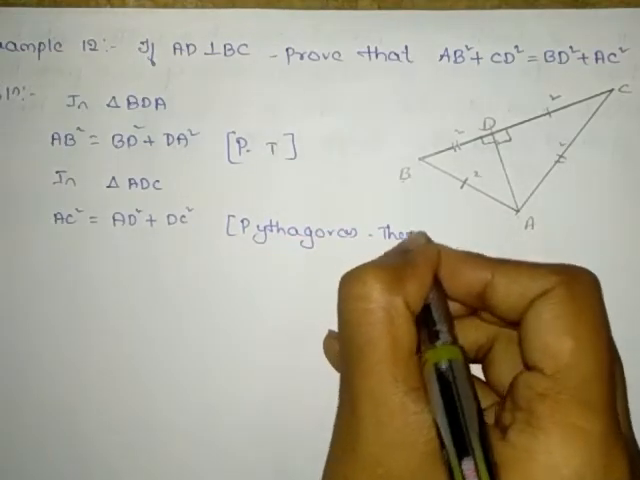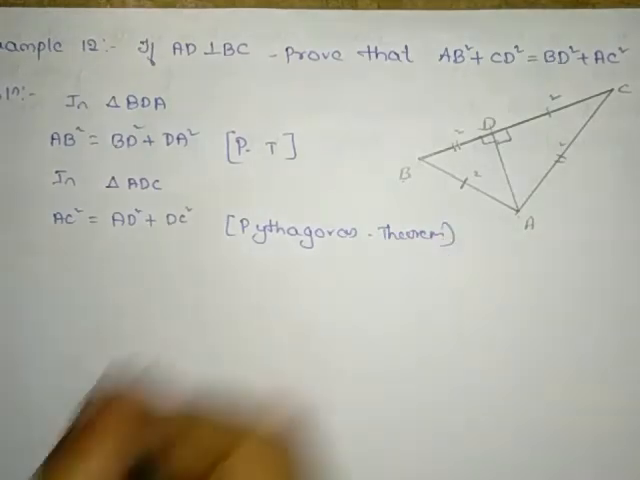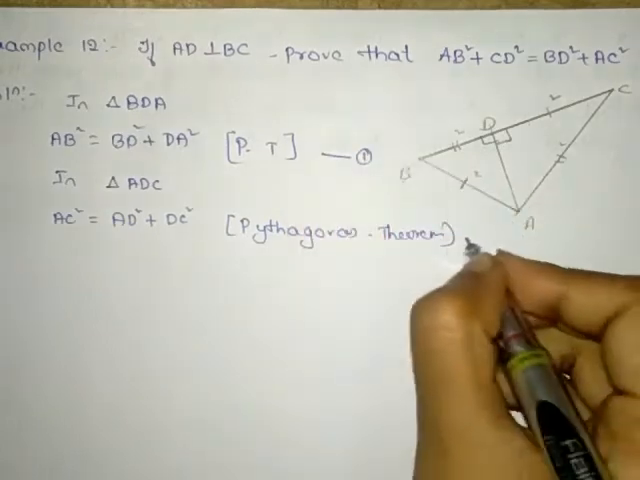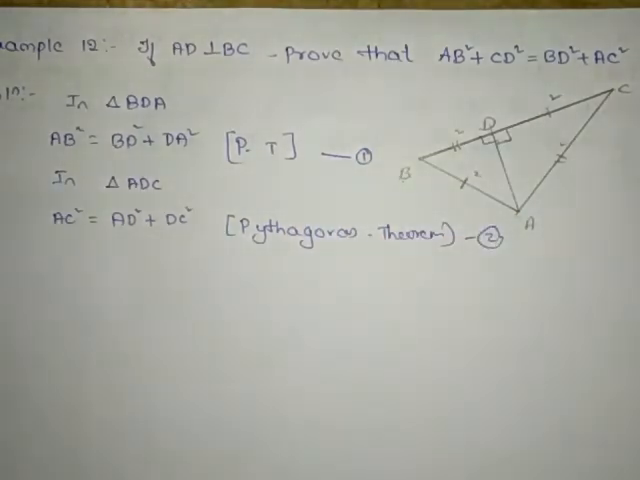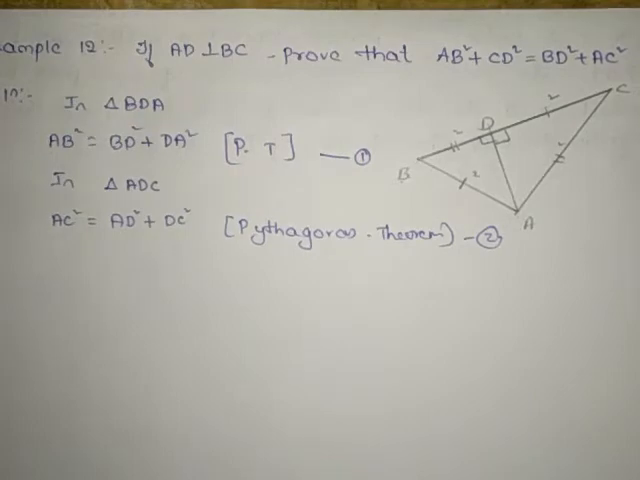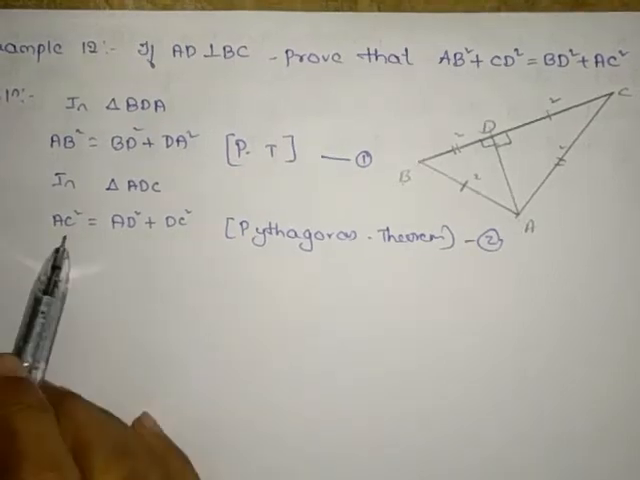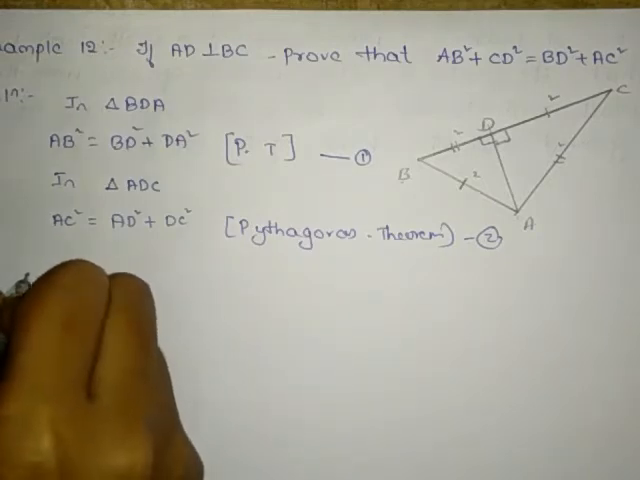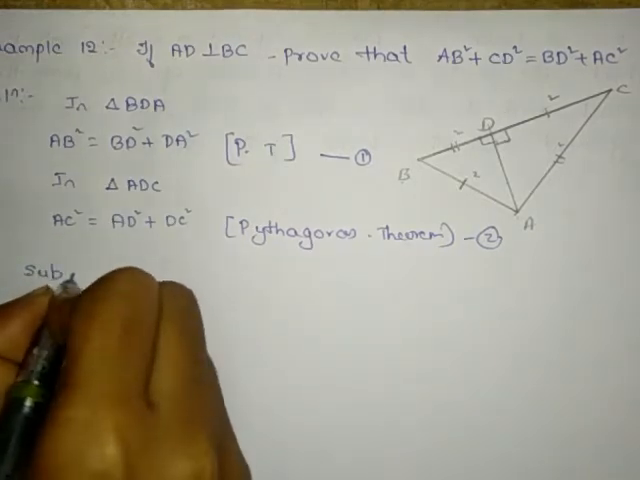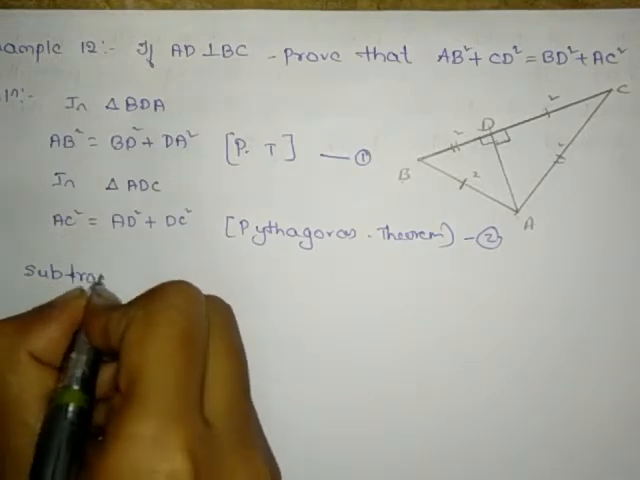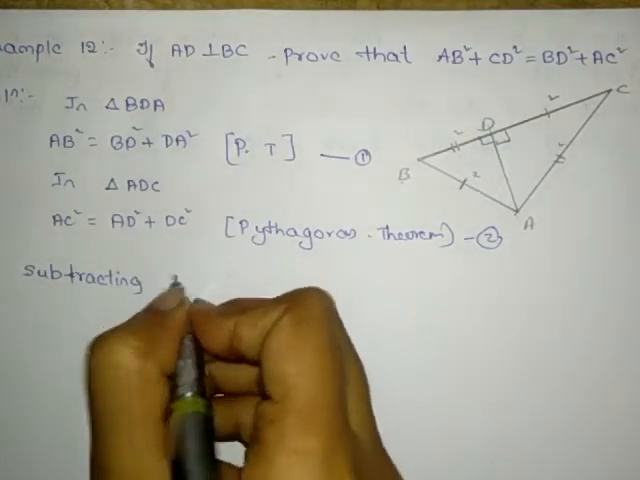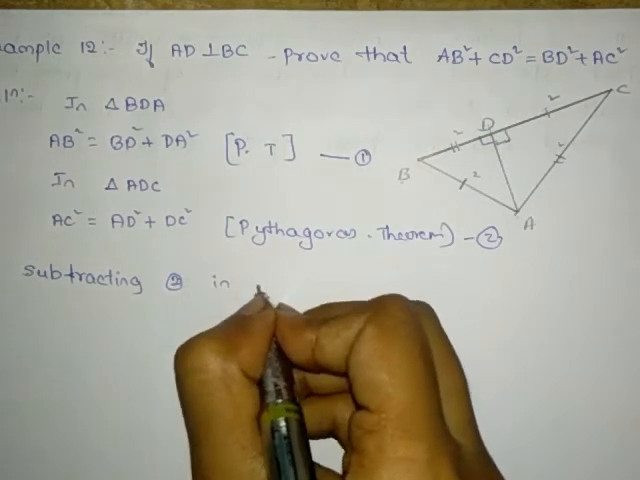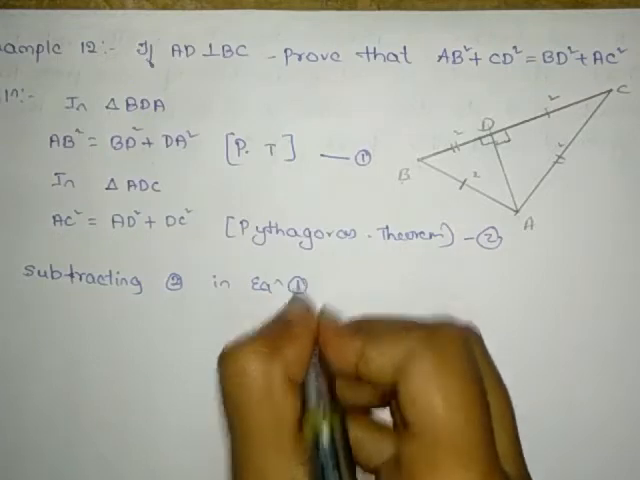Pythagoras theorem. Now we'll call this equation 1 and this equation 2. Now we'll subtract equation 2 from equation 1, right? Subtracting equation 2 from equation 1.